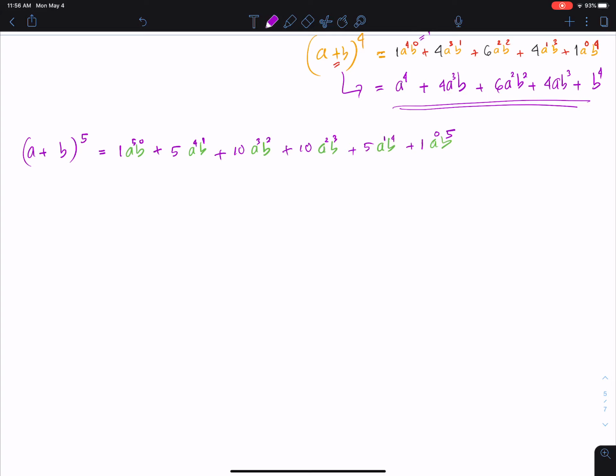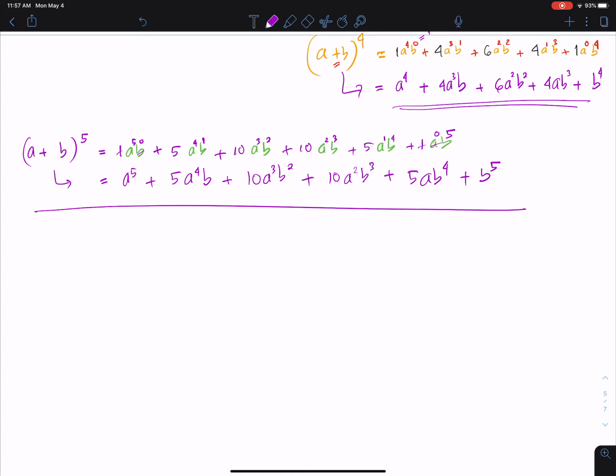Okay, so we can write again: this is 1, b to the power of 0 is also 1, so a^5 plus 5a^4 b plus 10a^3 b^2 plus 10a^2 b^3 plus 5ab^4 plus b^5. Now you can see we can easily do it using the pattern.